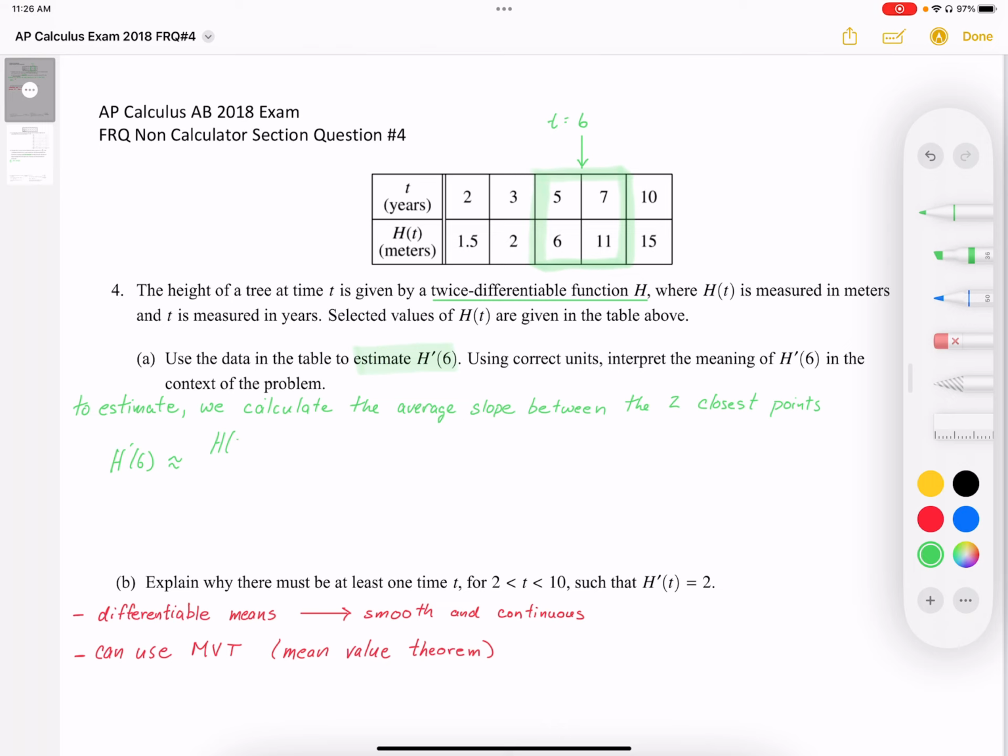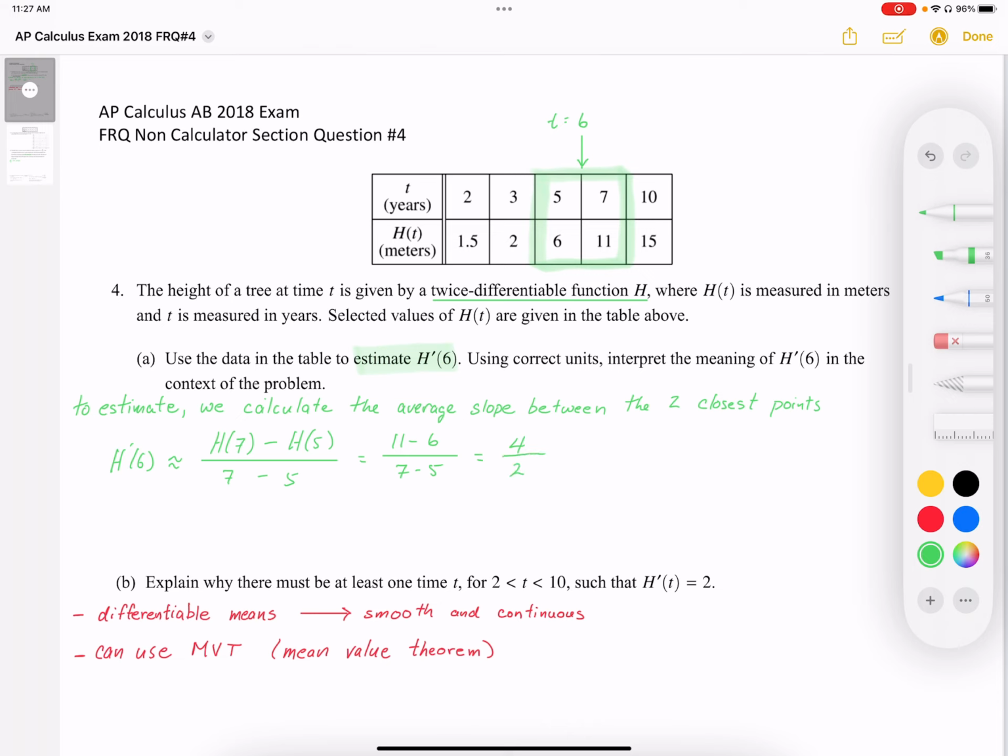h of 7 minus h of 5 over 7 years minus 5 years. And when we do this calculation, we're going to end up with 11 minus 6 over 7 minus 5. And that gives us an average slope of 4 over 2.